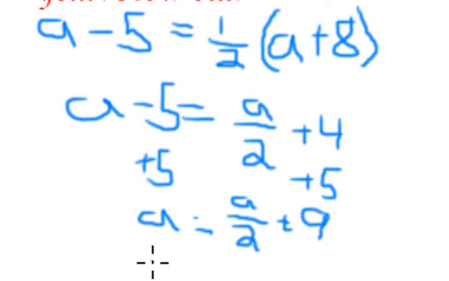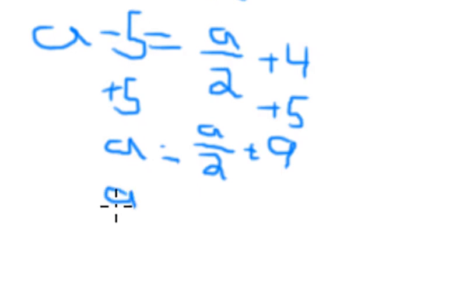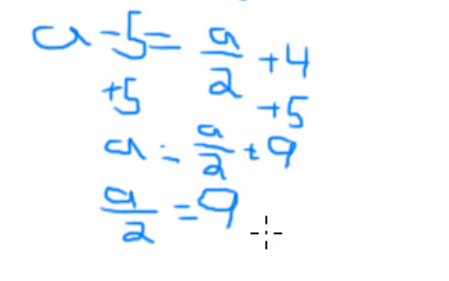So now I would like to subtract a over 2 from both sides, giving me an a over 2 on the left equals 9. And since my variable has a 2 underneath it, I will multiply both sides by 2, and I will get a equals 18. So by reading carefully and setting the equation up carefully, I was able to figure out how old I am now, 18 years.